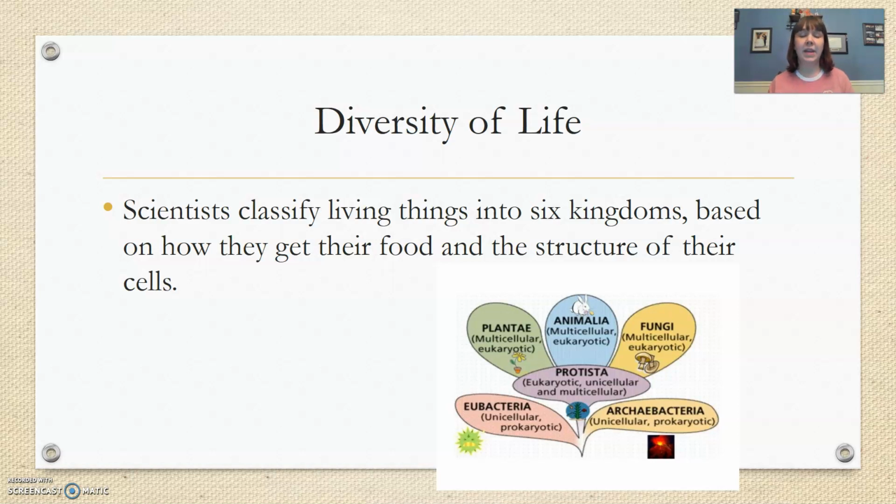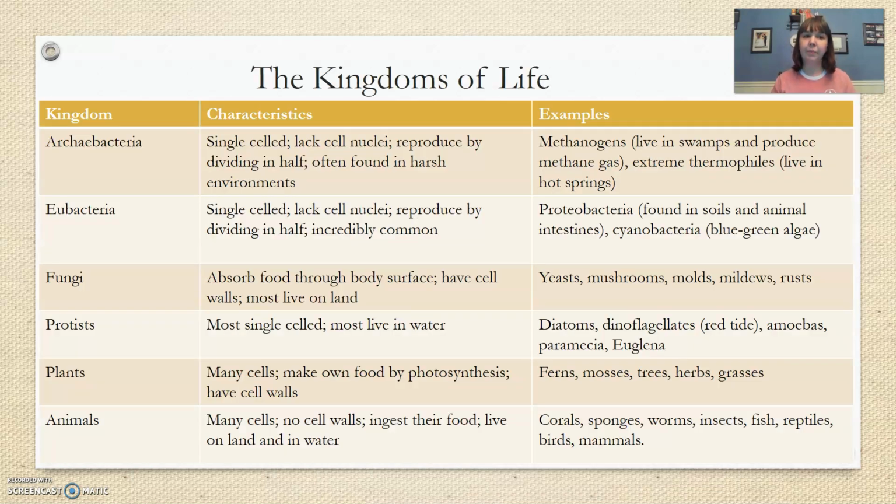Now we've got 6 main kingdoms, and we base that division on 1, how they get their food, and 2, the structure of their cells. So whether they are capable of making their own food or they have to eat something else, and then their cells, whether they're single cellular or multicellular organisms. So here's our 6 down here. We've got plants, animals, fungi, protists, and then the 2 bacteria, archaebacteria and eubacteria.